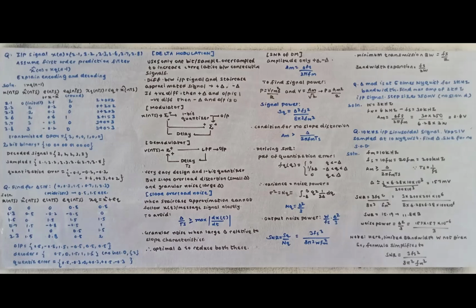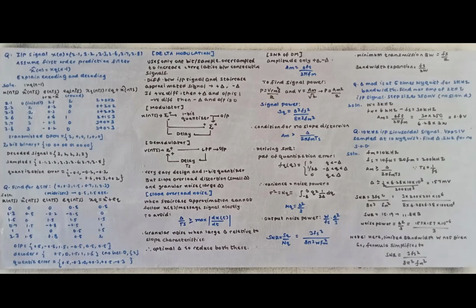The difference here is -0.3. The closest is 0. 3 plus 0 is equal to 3. Again, we have 3. The difference is -0.2. The closest is 0 again. So this is 3. So the transmitted DPCM is the column that's eq of nTs. So that's your quantization level column. So that's the transmitted signal.